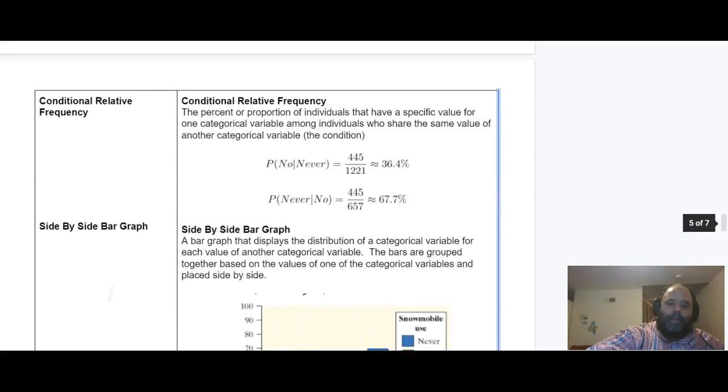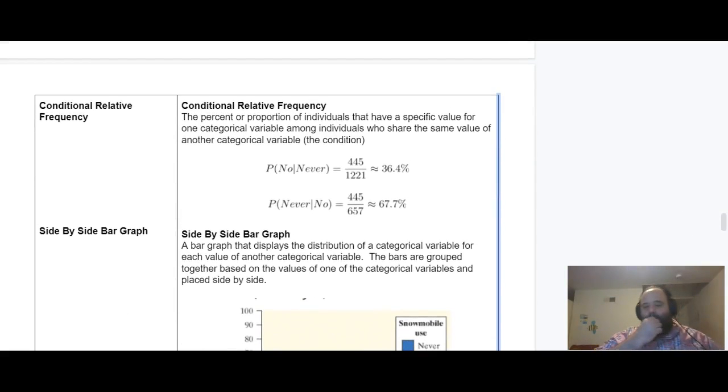The third one gets a little bit more interesting, this conditional relative frequency, right? So this is no given never.